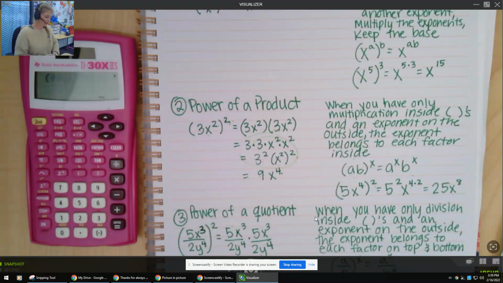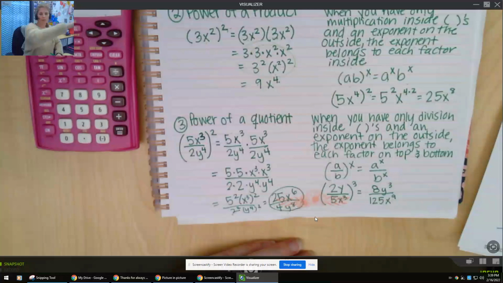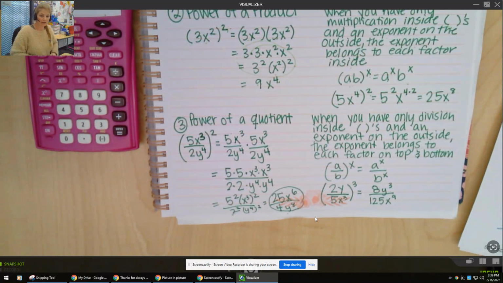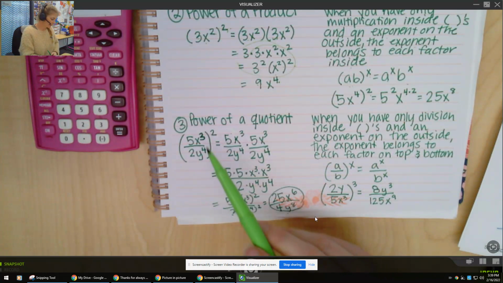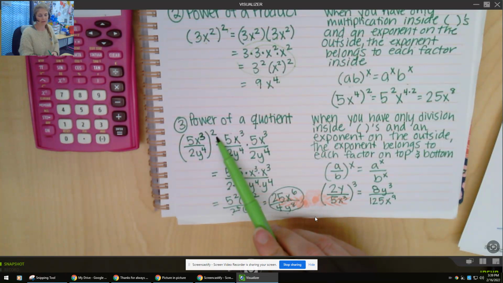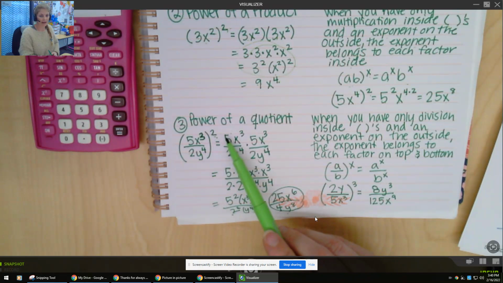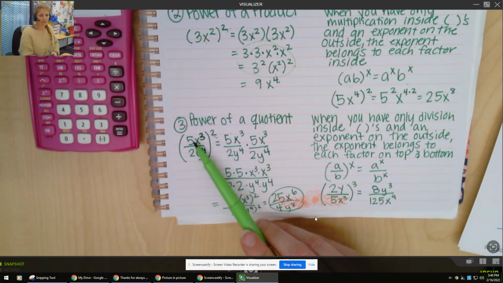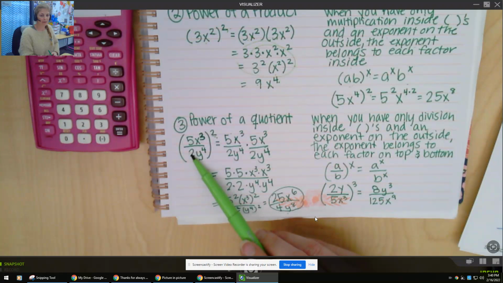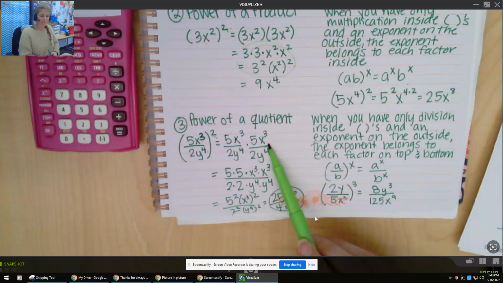Nice work. And now let's talk about our last rule we're going to be learning, which is power of a quotient. So again, very similar to power of a power. Power of a quotient says if you are only dividing, and you have an exponent on the outside, that exponent on the outside belongs to every factor on the inside. So if you have 5x cubed divided by 2y to the 4th, 2 times.